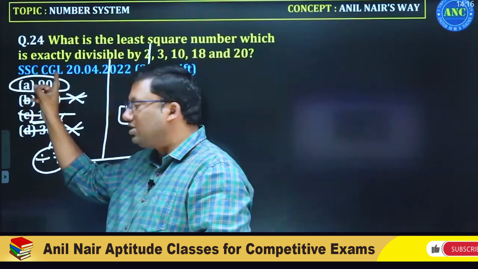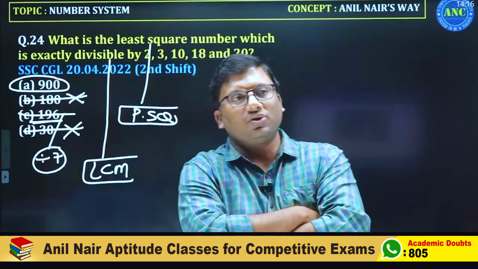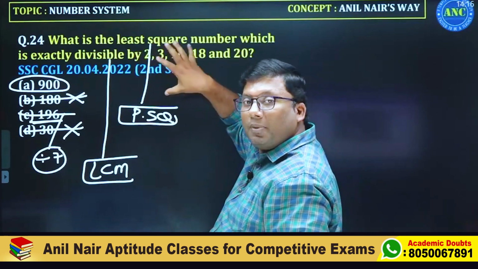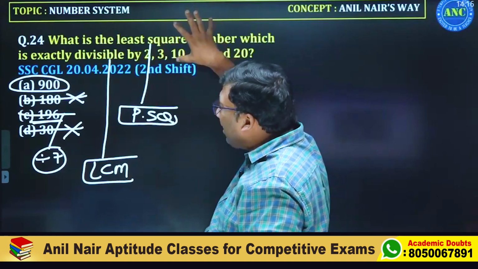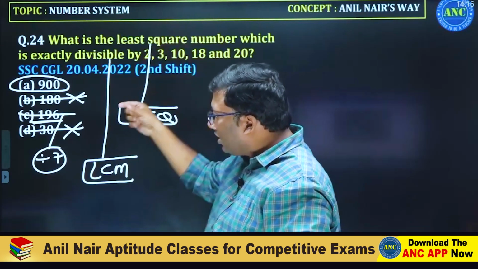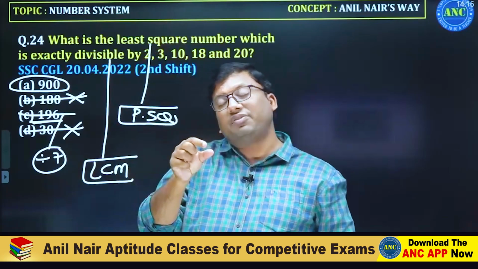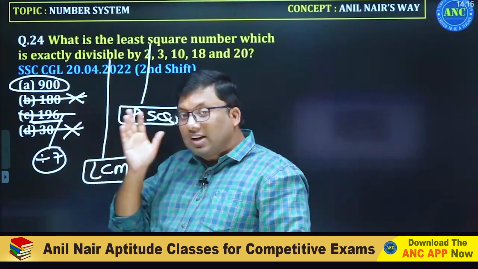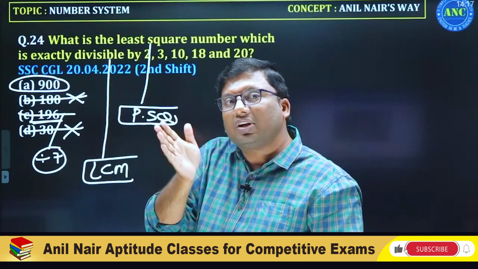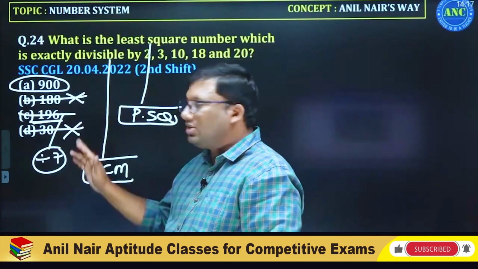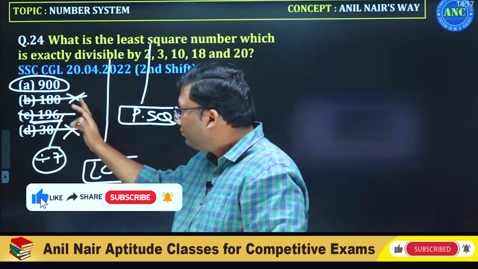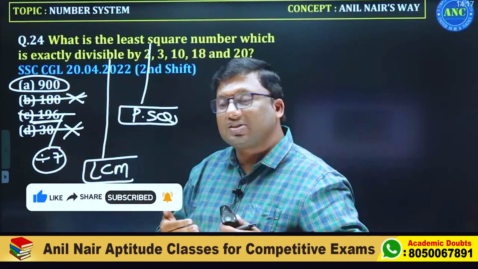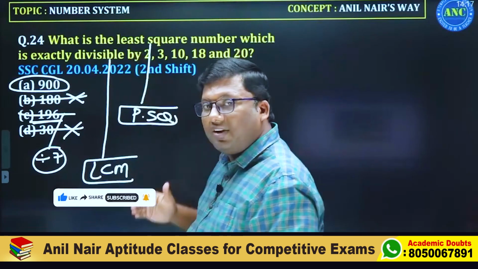The answer for this question is 900. Again I am repeating, whenever you are solving, please read the question. It is the perfect square. 5 square 25, 6 square 36, so 30 is not a perfect square. 13 square 169, 14 square 196, so it is not a perfect square. Of 900 and 196, the answer is 196 and it is the LCM of the given numbers.